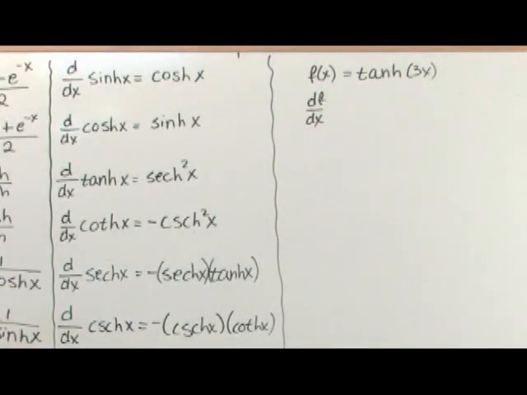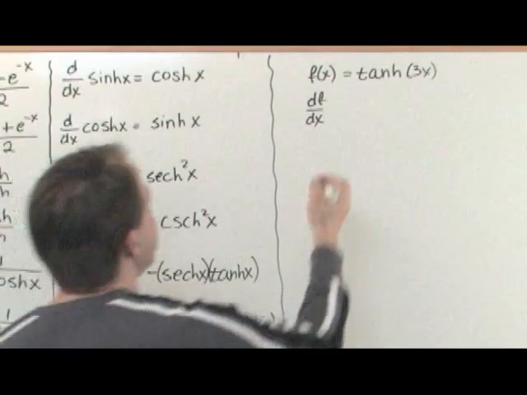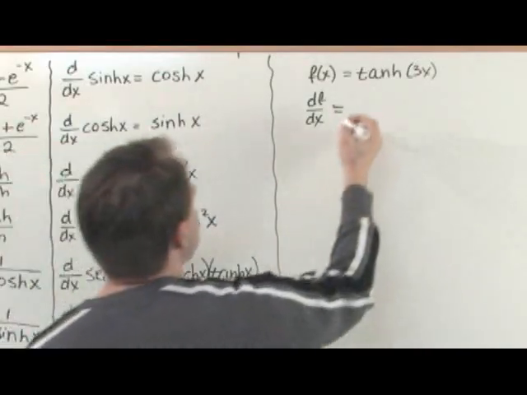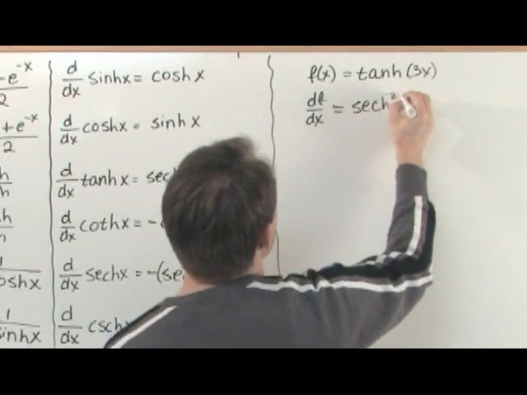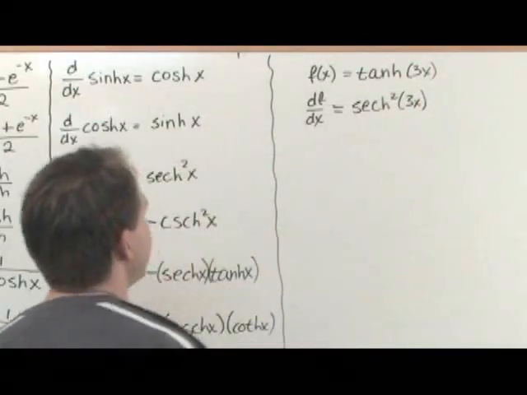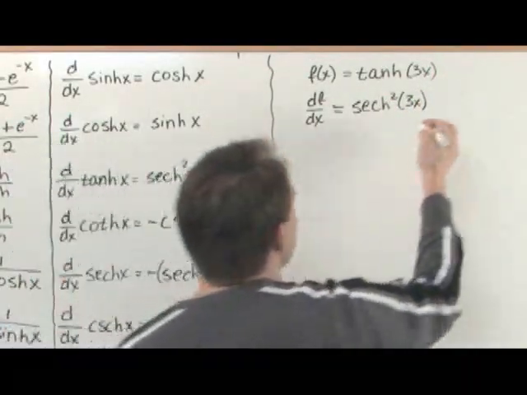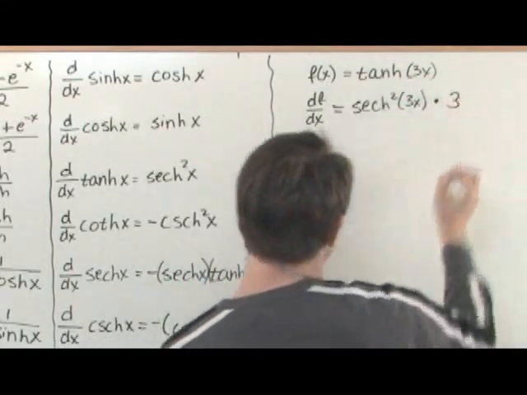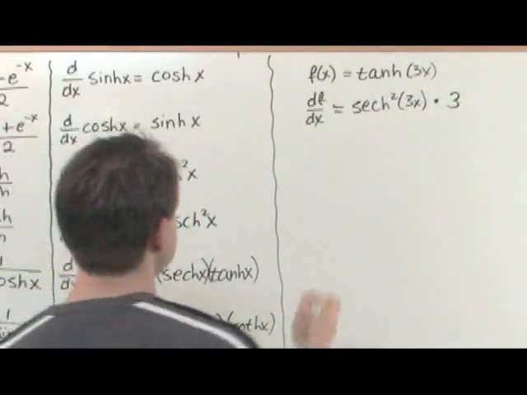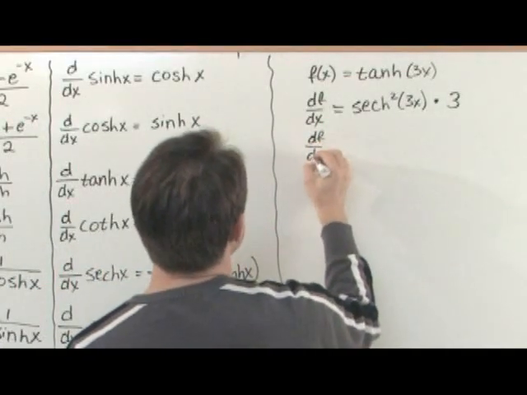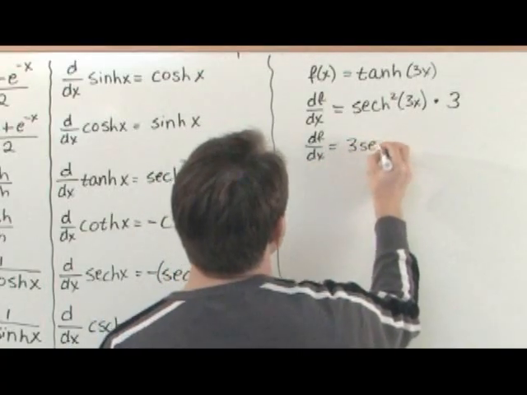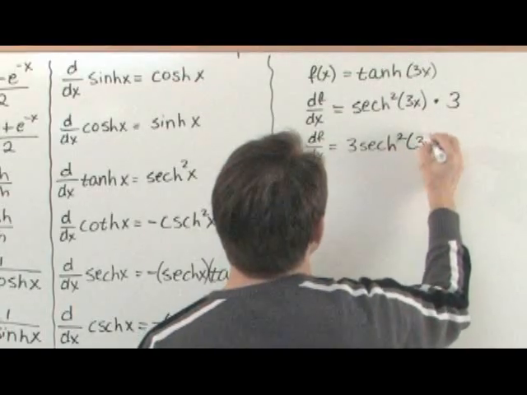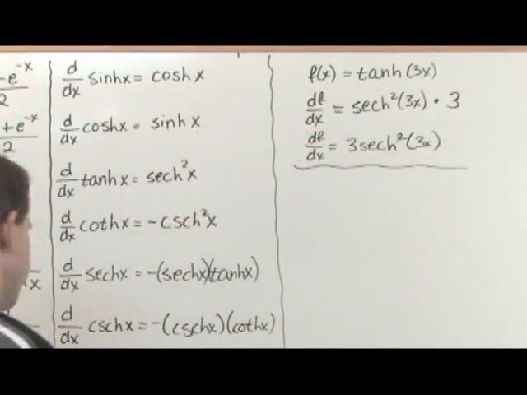So it's really the same thing as taking derivatives of your regular trig functions. You have to use the chain rule. First, use this rule given the argument of 3x, so it's hyperbolic secant squared of 3x, because that was the argument I was presented with. But to make it a complete chain rule, I have to multiply by the derivative of the inside, which is just 3. Derivative of 3x is 3. So df/dx is equal to 3 times the hyperbolic secant squared of 3x, and that is how you would solve that problem.